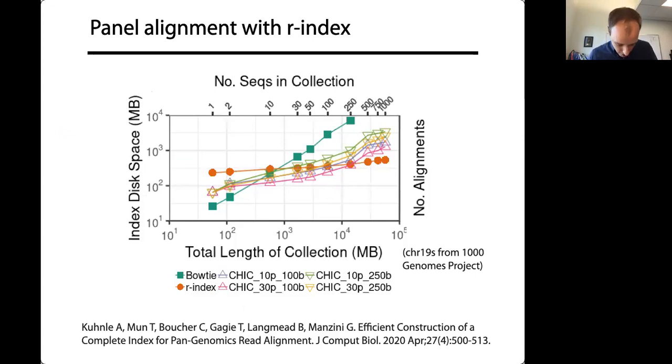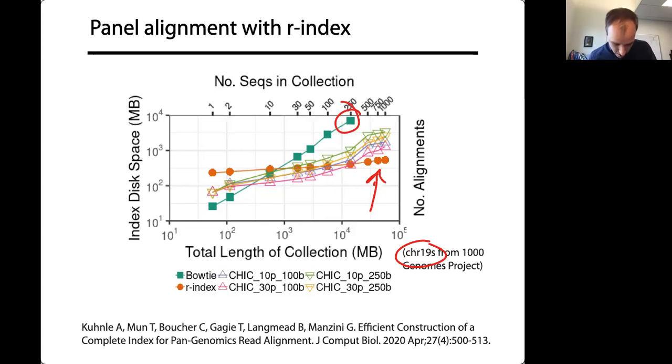So this is a very busy diagram. The important part is over here. Basically what it's showing is, as you add more and more copies of chromosome 19 from different individuals, we're just taking chromosome 19 from a bunch of different 1000 Genomes individuals, and then asking how big is the index that you would build for that collection with different approaches. You first of all find that Bowtie eventually breaks, right? It can't go higher than 250 genomes, basically because its index is growing linearly with N. So it eventually will peter out.